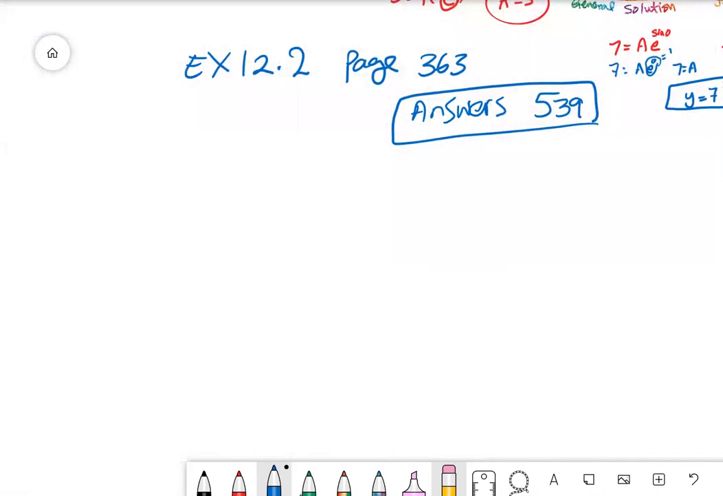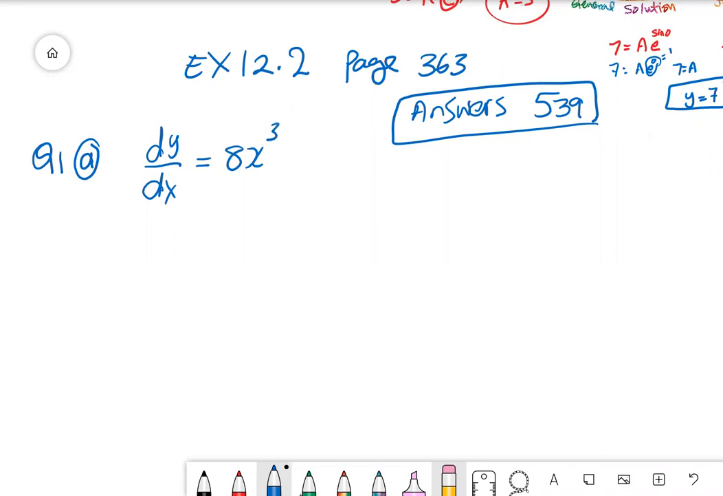Right, so I will do question 1A. Question 1A says find the general solution of the following differential equations where x is more than 0. Give your answer in the form y equals f of x. So it's dy over dx equals 8x cubed.